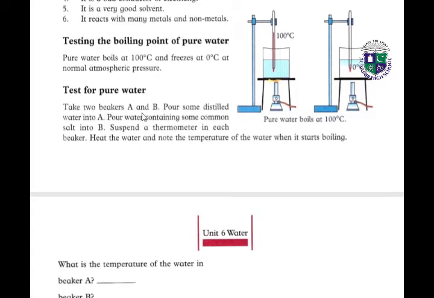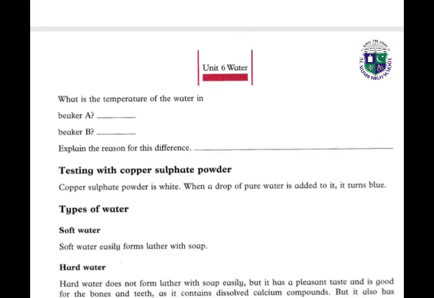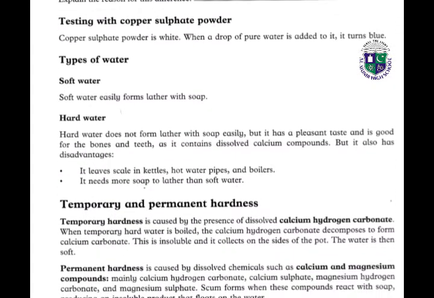Test for pure water. Take two beakers, A and B. Pour some distilled water into A. Pour pure water containing some common salt into B. Suspend a thermometer in each beaker. Heat the water and note the temperature of the water when it starts boiling. So it will be 100 degrees centigrade. What is the temperature of water in beakers A and B? Explain the reason for this difference.